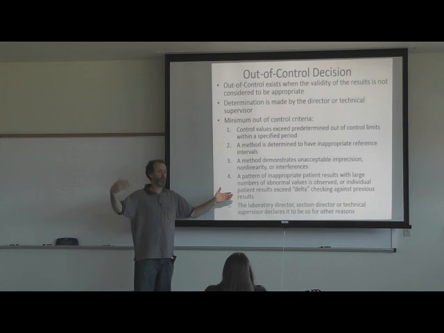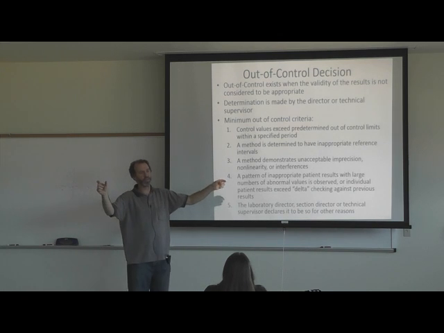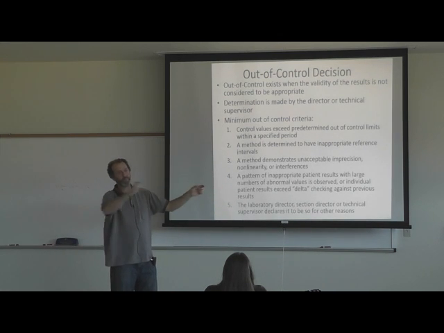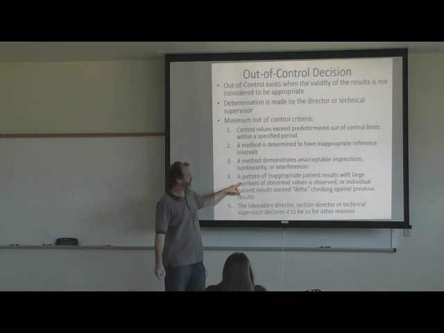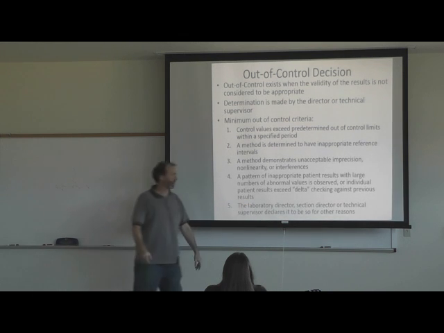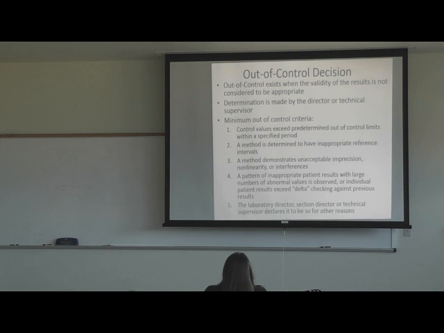Because that's one of the things with the QC also, you have to look at your average patient results. They should follow a normal distribution, with generally not more than 5% of the time outside that normal range. And if all of a sudden you're getting way more abnormal ones than you normally should, then that's something to look at too. And then the laboratory director can just declare it out of control for whatever reason he wants to.